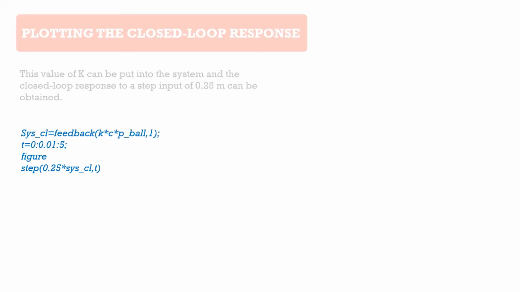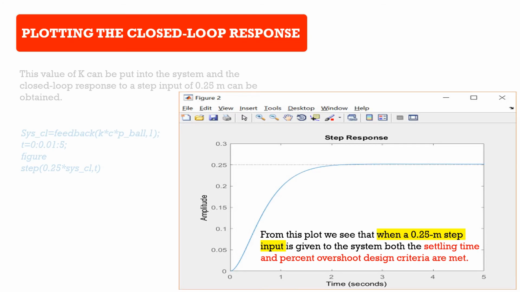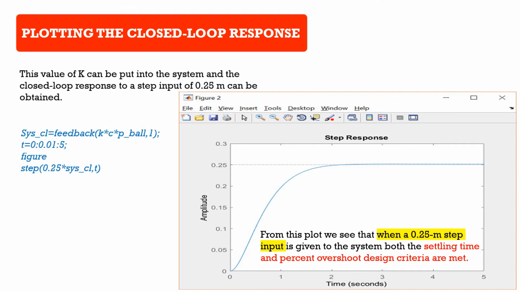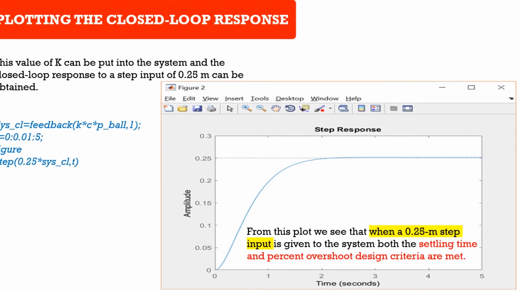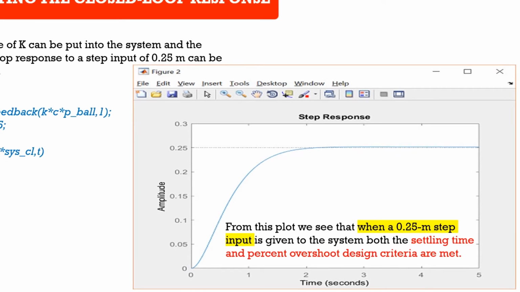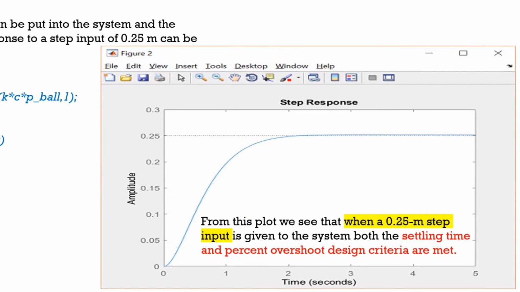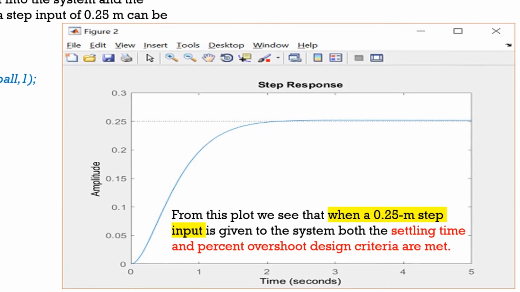Add the following lines to your M file. Run your M file and select a point on the root locus similar to the selected point above. The step response should look like the following. From this plot, we see that when a 0.25 m step input is given to the system, both the settling time and percent overshoot design criteria are met. And from this, we note that a design problem does not necessarily have a unique answer. Using this method or any other may result in many different compensators.